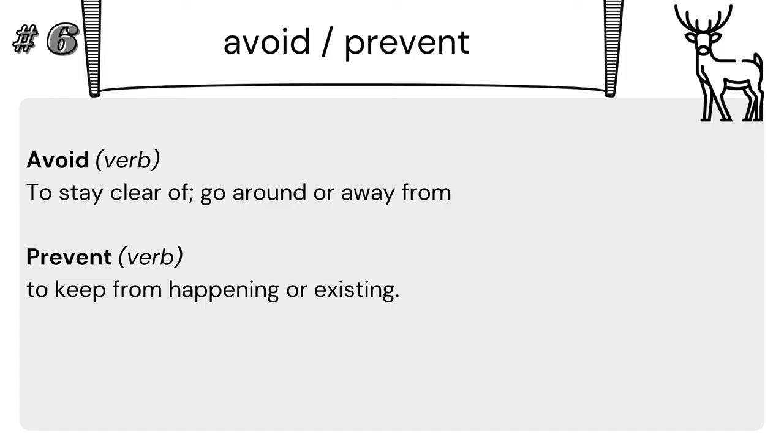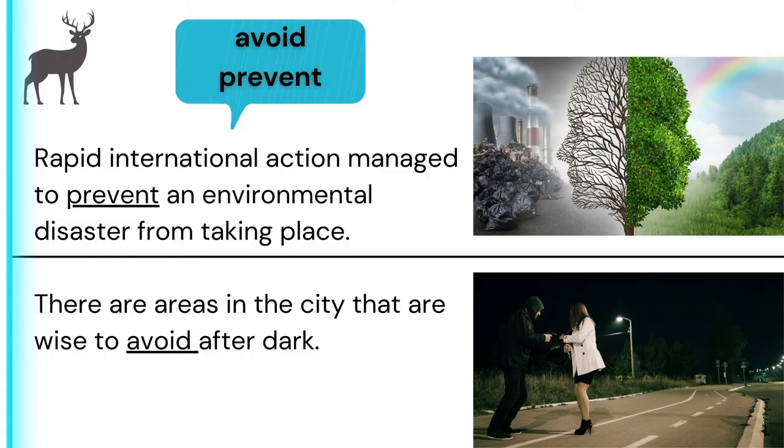Avoid, prevent. Both verbs, so it's kind of tricky to know the exact difference. But avoid means to stay clear of, to go around and away from something. Whereas prevent means to stop something from happening, right? So it's a different meaning. Let's look at an example. Rapid international action managed to prevent an environmental disaster from taking place. So they stopped something from happening.